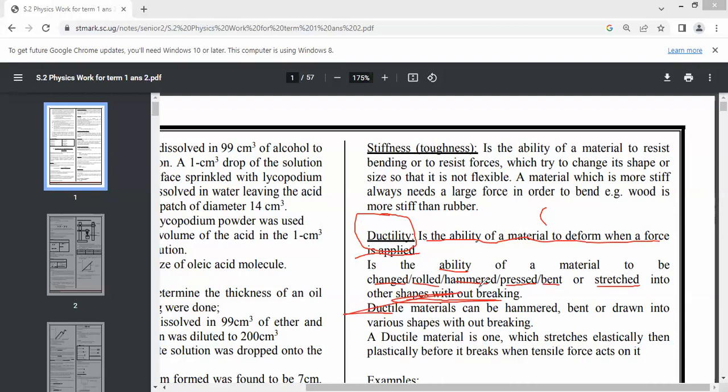So that means you get this material, you can make it a square, you can make it a triangle, you can make it a rectangle, you can make it a cone. You can do everything on it, but that material does not break. Do you know any example of such materials? Is there anyone who can tell us any example of such materials that you can change in everything that you want?